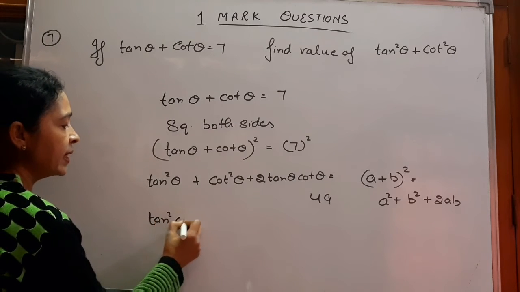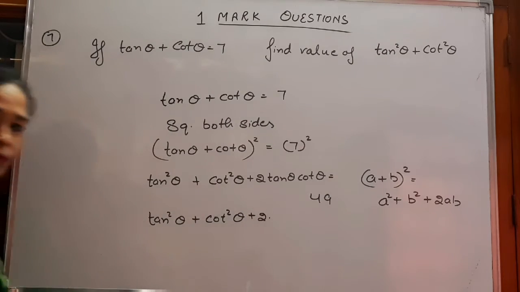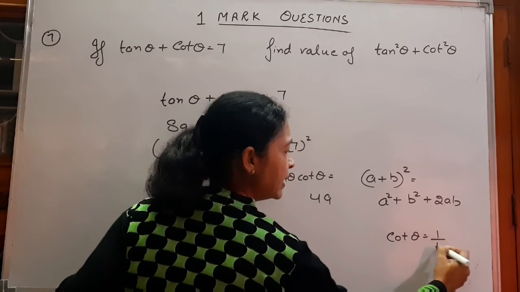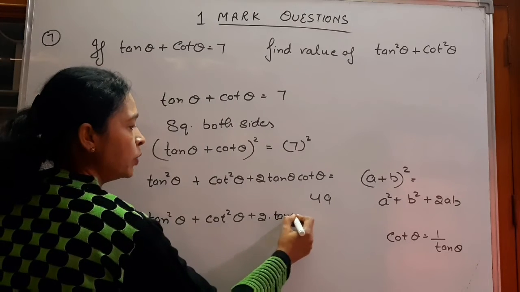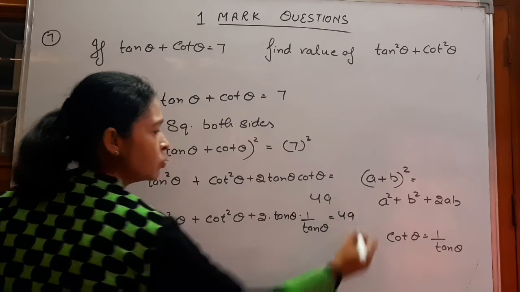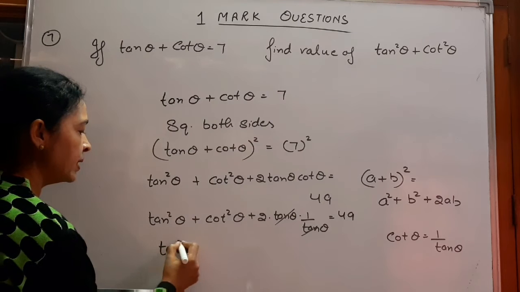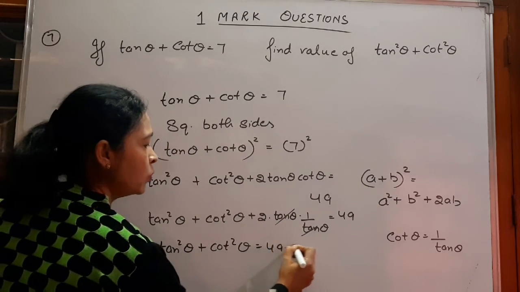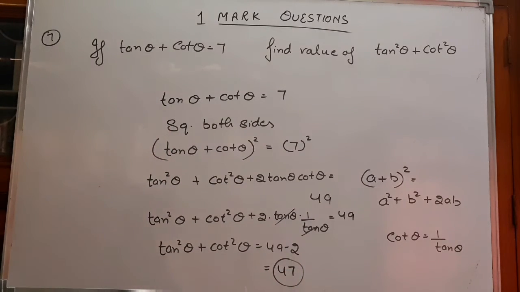Here we have tan square theta plus cot square theta plus 2 into... But what is cot theta? Cot theta is the reciprocal of tan theta. So 2 into tan theta into, in place of cot theta, we can write 1 by tan theta, and this equals 49. Tan theta and tan theta get cancelled. We have tan square theta plus cot square theta equals 49 minus 2, that is 47, is our answer.